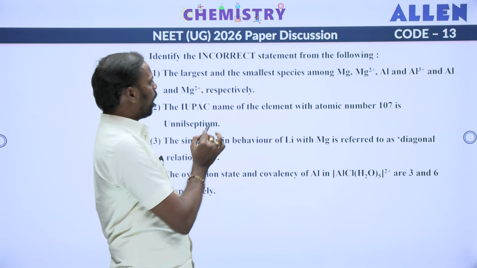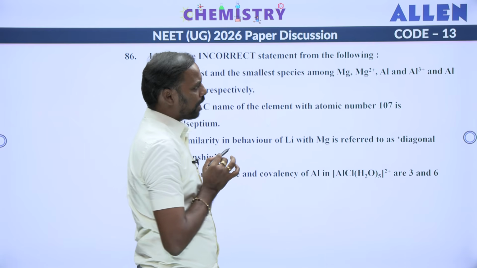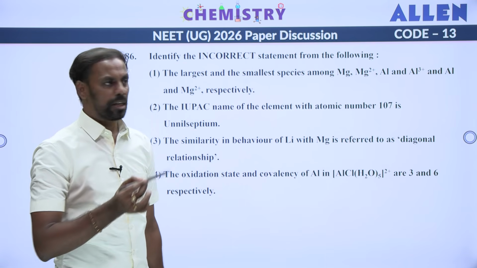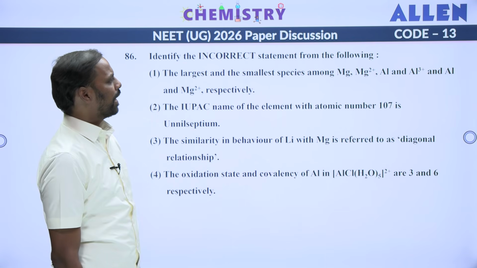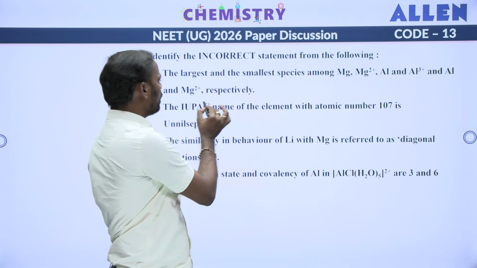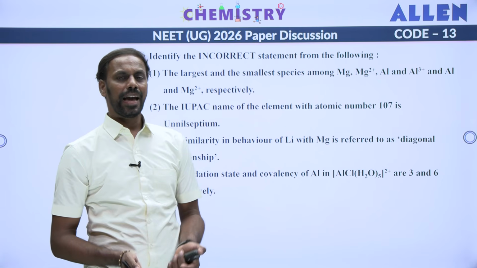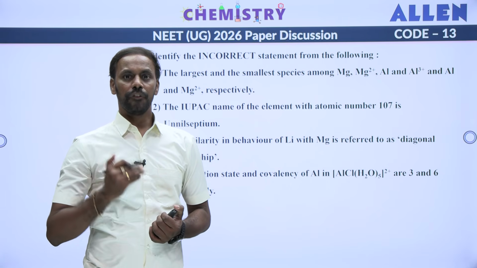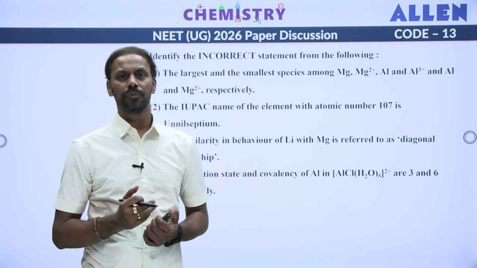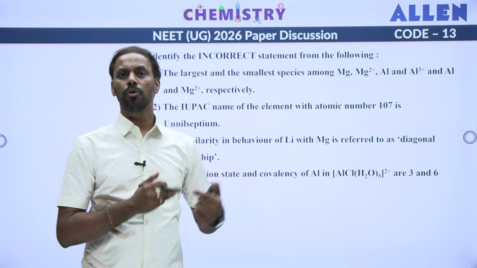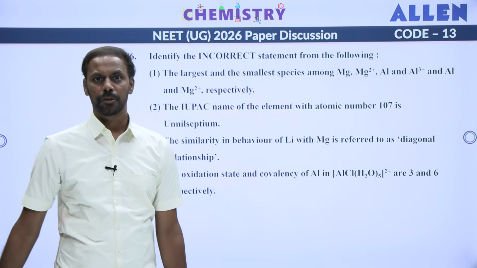Next, identify the incorrect statement from the following. Okay, see, the largest and the smallest species among Mg, Mg plus 2, Al and Al plus 3, they are asking. See, student, they have given different species. First, we have to arrange in terms of the size. After that, we will get to know which is the largest size and which is the smallest size.